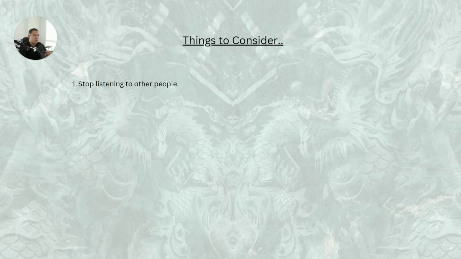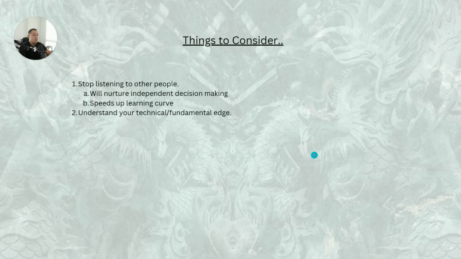And you would probably want to learn how to do it on your own, right? That way you're not relying on some random person online giving you their opinion of the market. This is going to nurture independent decision making and speed up your learning curve. So, understanding your technical or fundamental edge, and it can be either or. If you don't understand your technical edge, it's going to cause a ton of problems. If you don't have an edge, you're not going to know how to read the markets properly.